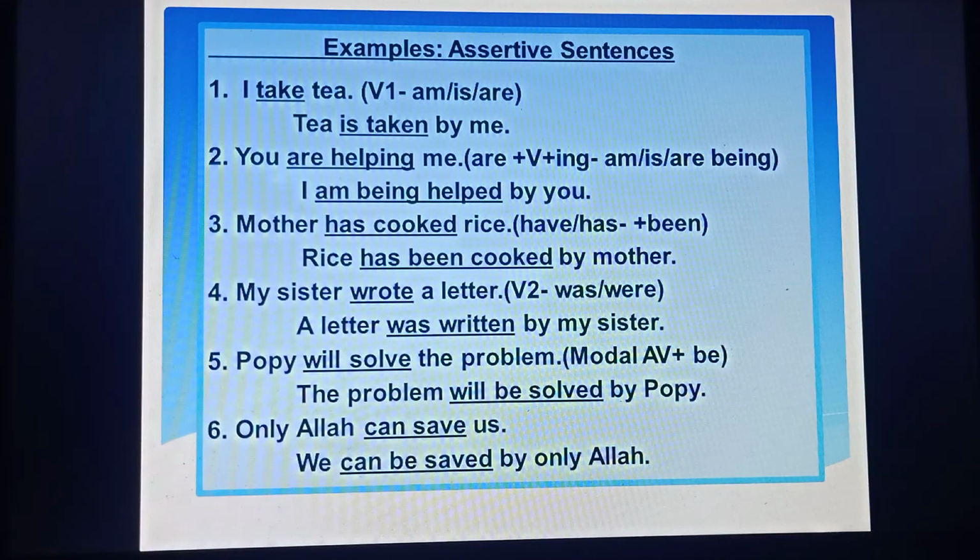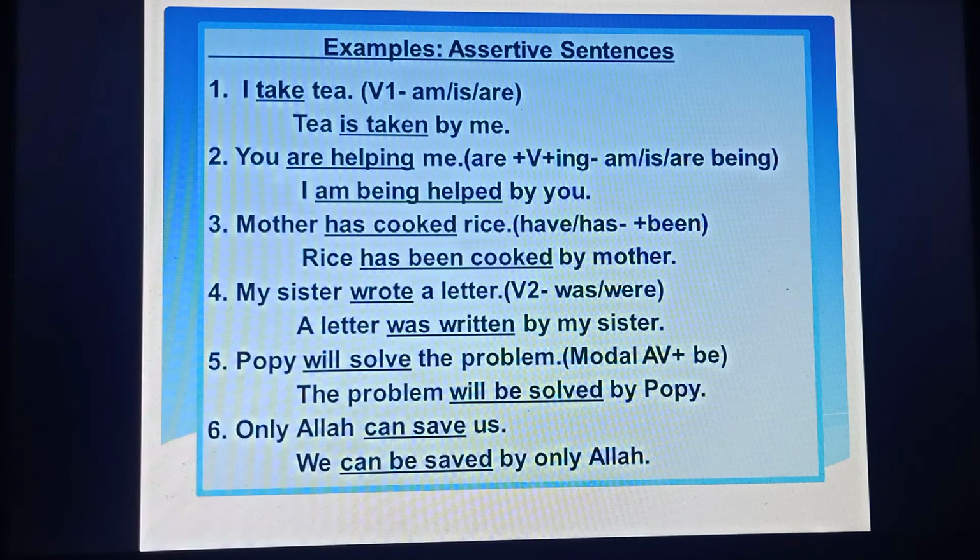So now we'll see some examples so that you can do it practically. So I have given here 6 examples. Let's see the first example. I take tea. So you see base form has been used, so either you'll have to use am or is or are. So tea is object, so tea is taken, past participle form, by me. You are helping me. So you see are plus verb plus ing. So you have to use am, is, or are, any one of these, then being, and the other part as usual. So I'm being helped by you.